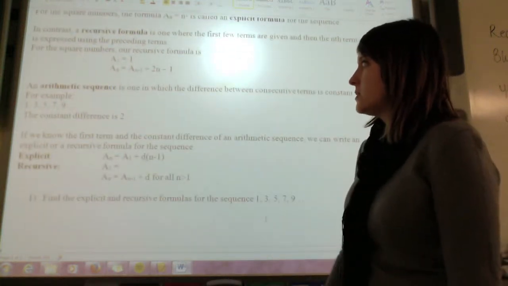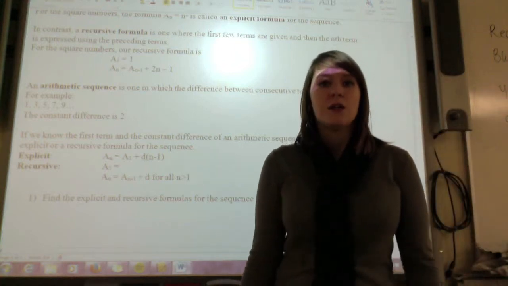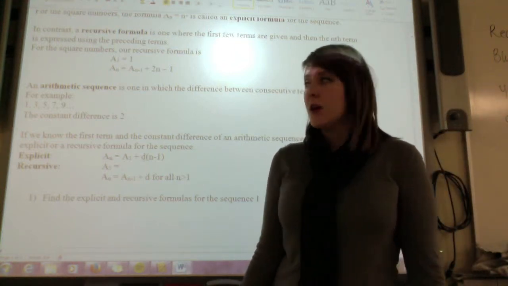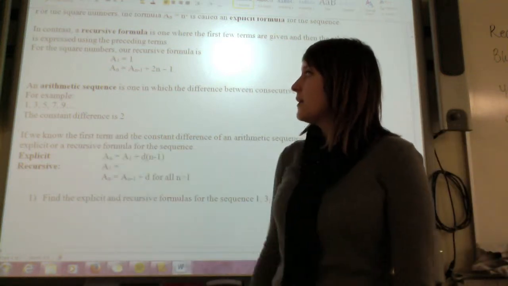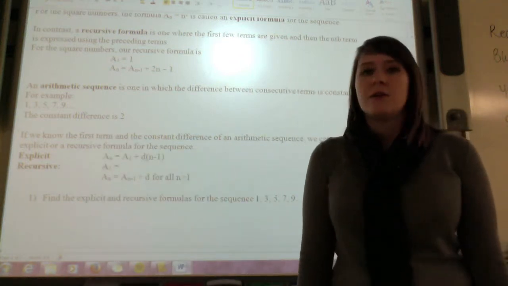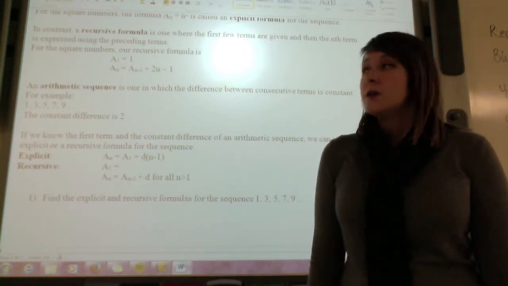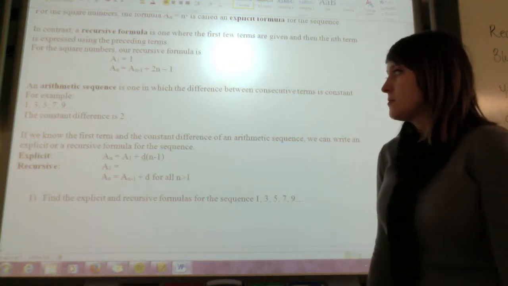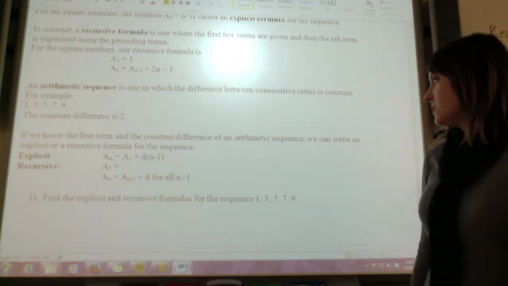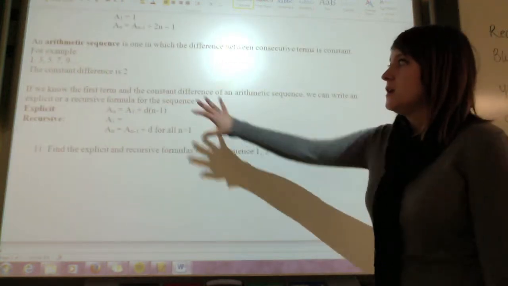An arithmetic sequence is one in which the difference between consecutive terms is constant. In other words, you're adding or subtracting every time in order to get to your next term. For example, if you have 1, 3, 5, 7, 9, that would be an arithmetic sequence because I'm adding 2 every time to get to my next term. So my constant difference would be 2. If we know the first term and the constant difference of an arithmetic sequence, we can write an explicit or recursive formula for the sequence using these formulas here.